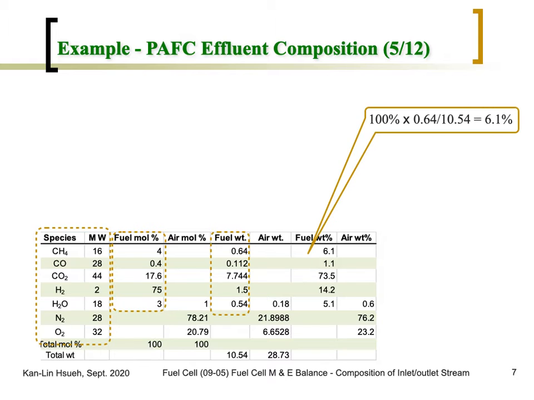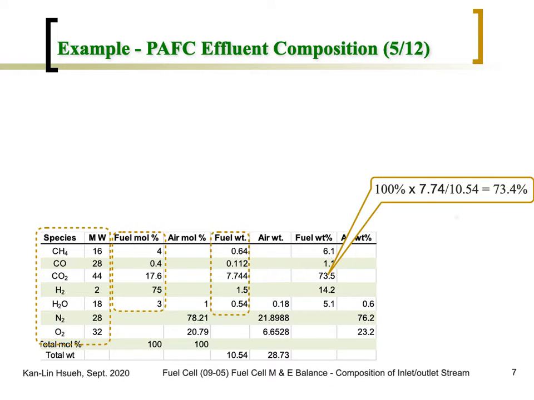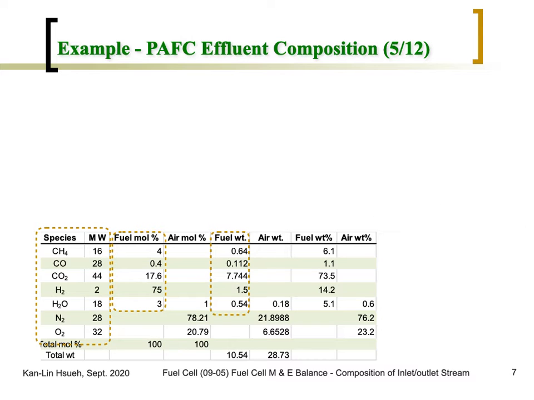Then the same for the air side. The fuel percentage, you can calculate based on that. The total molecular weight is 10.54 grams. For the methane it is 0.64, so you can calculate the methane weight percent. The same thing, you can calculate for the carbon dioxide. Now we know the fuel weight percentage and the air weight percentage; based on the same principle, you can also calculate.